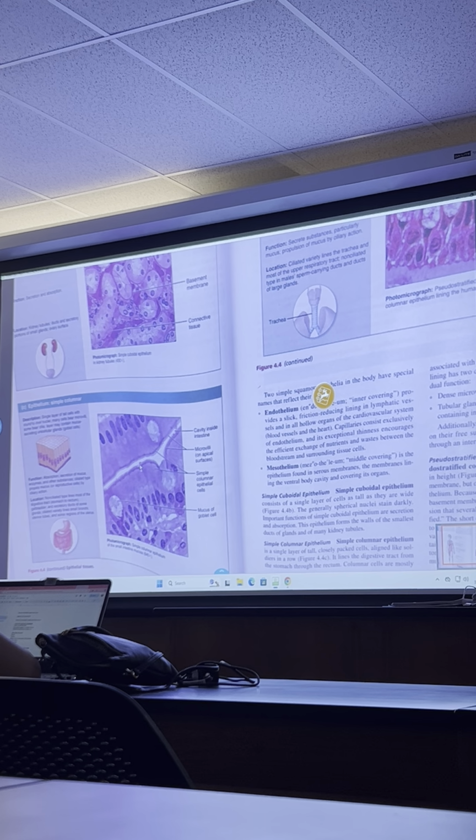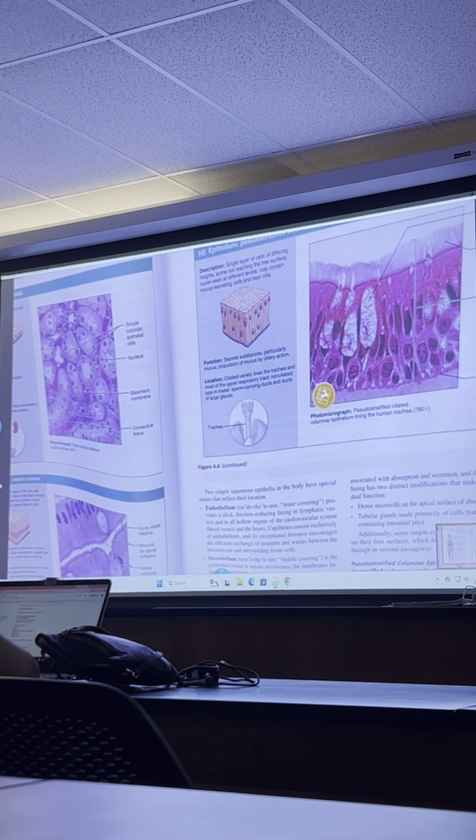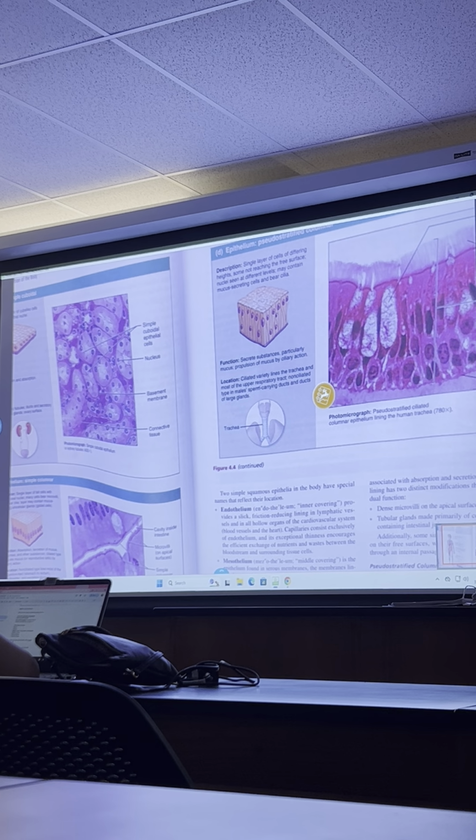Your stomach has columnar cells also. So this is simple columnar epithelium. And up here now, this is a bit more of a mess. Now you have real cilia. These are the real cilia. Look at how different they are than fuzz.